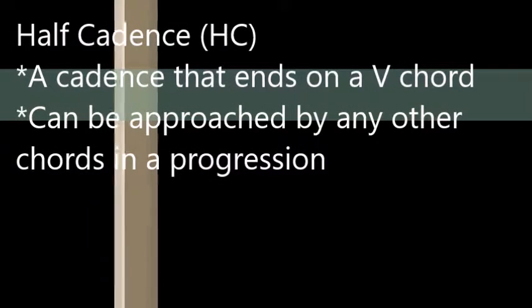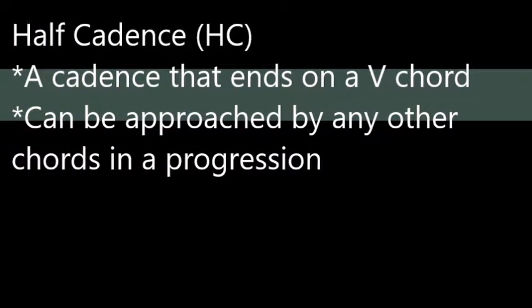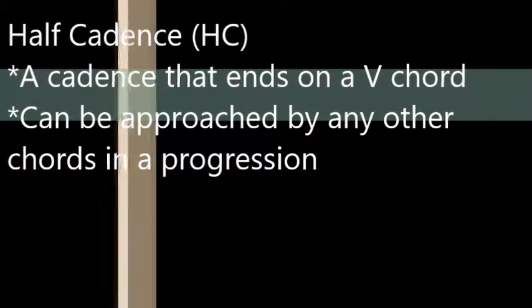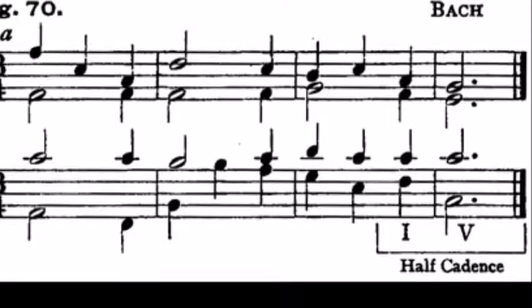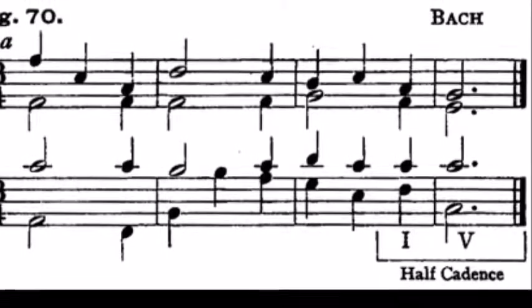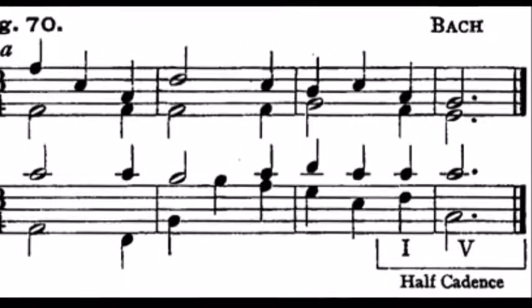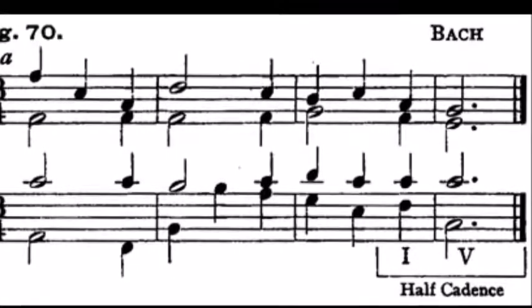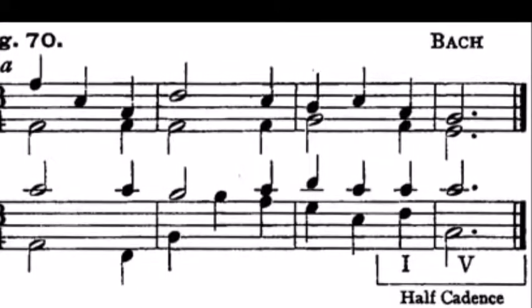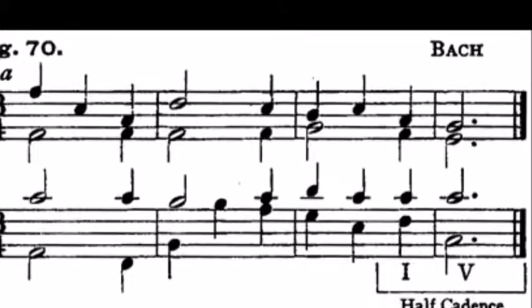Alright, next in line we have a half cadence, or HC. This is a cadence that ends on a 5 chord, and it can be approached by any other chords in a progression. When analyzing music with a half cadence, you'll find that the cadence sounds incomplete. This is because the half cadence doesn't resolve to a 1 chord like a PAC or IAC do, but rather ends on a dominant chord, making the cadence sound incomplete altogether.